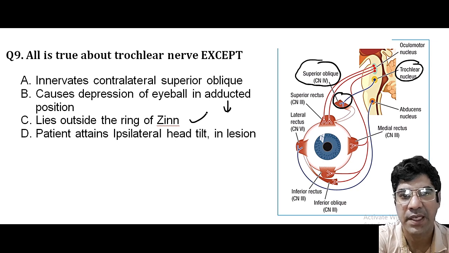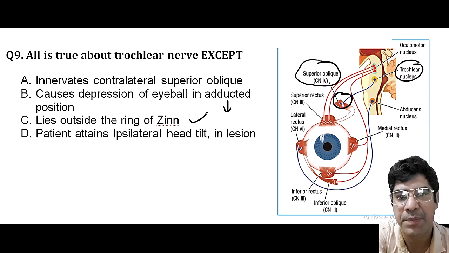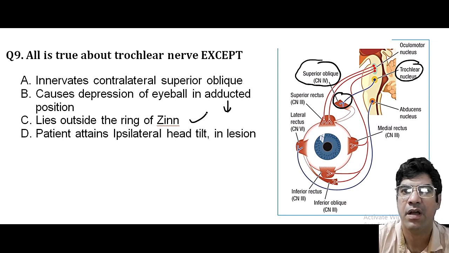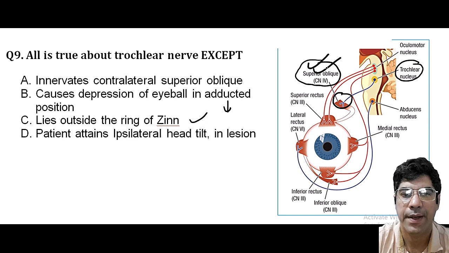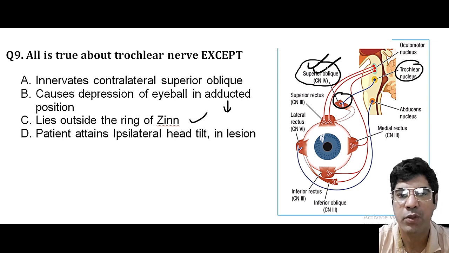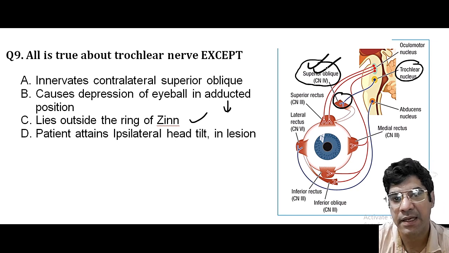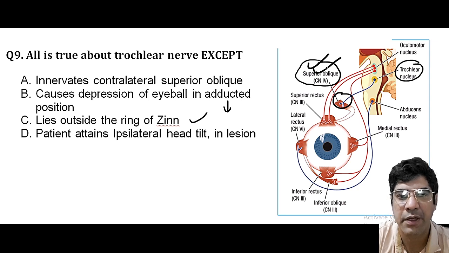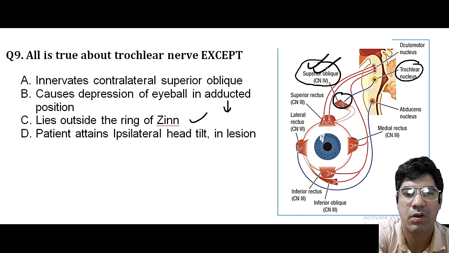In case of a trochlear nerve lesion, the patient typically attains a contralateral head tilt, not the ipsilateral head tilt. So this head tilt is a compensatory mechanism to alleviate the double vision that occurs due to the paralysis of the superior oblique muscle. So by tilting the head to the opposite side, the patient aligns the eye more vertically, reducing the severity of diplopia when looking down. So the answer is D.